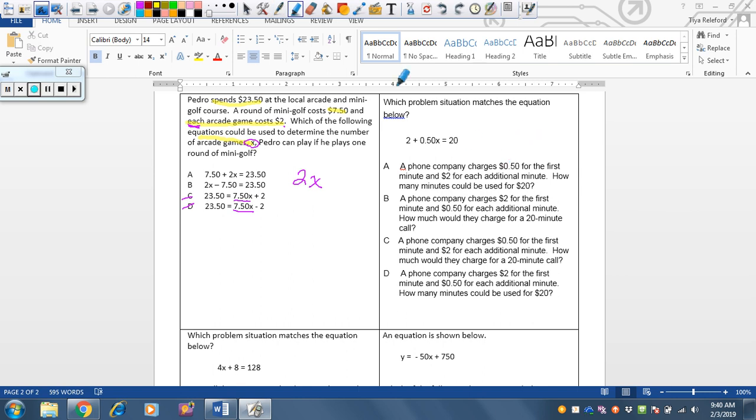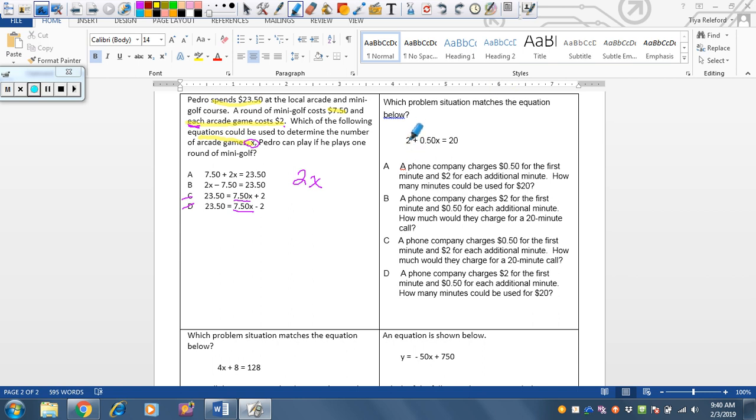Number 2 says, which problem situation matches the equation below? Haha. You always skip these. That's fine. Skip them the first time. They're not hard though, so don't leave them for very last. It's kind of like gritty ones. We don't love them, but they're not hard. So they're the medium stuff. The hard stuff is stuff you've never seen before. You have no idea what they're talking about. That's not the case with this.